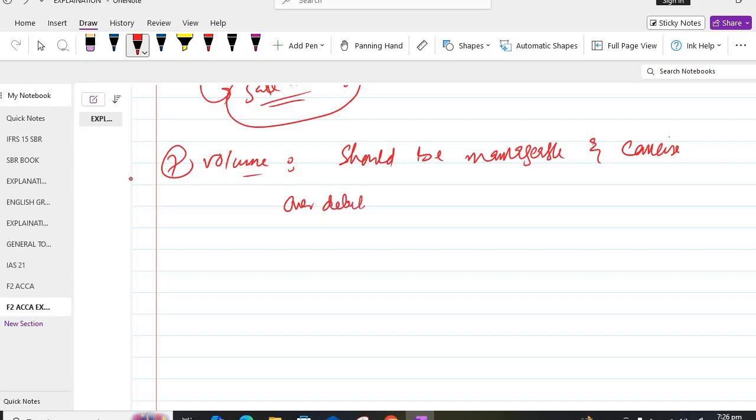Don't use over-detailed or heavy files of information, because that will be difficult to digest and not easy to absorb.